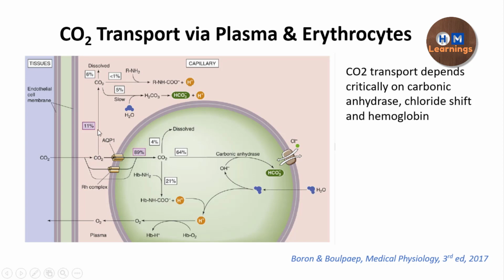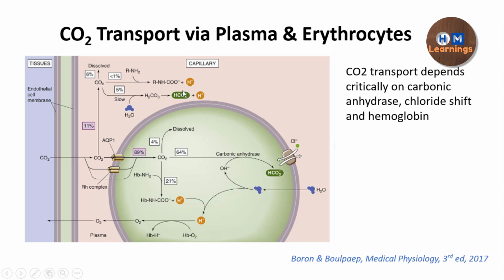Now this 11% will be divided into three forms as we discussed in the previous slide: dissolved form, carbamino compound, and bicarbonate form. Of this 11%, 6% is in the dissolved form in the plasma. Less than 1% is a carbamino compound, where carbon dioxide forms a carbamino compound with the plasma proteins, which is very, very little, almost insignificant, and 5% combines with the water present in the plasma to form carbonic acid, which can dissociate to form bicarbonate plus H+.